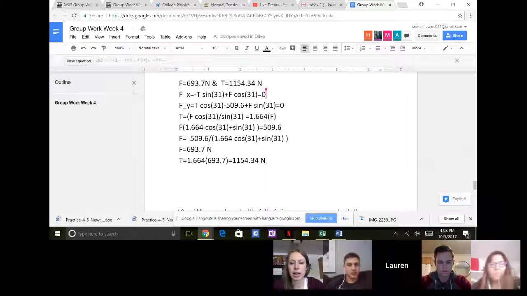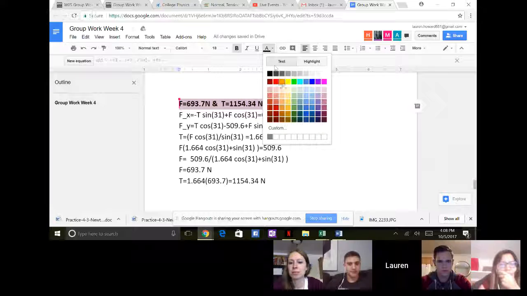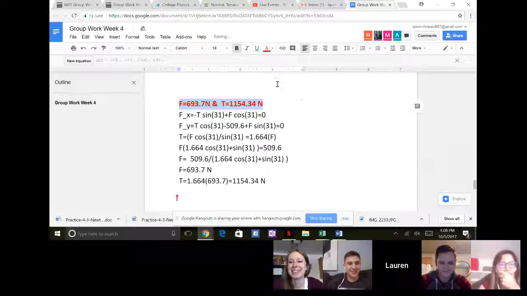So you're trying to highlight what? I was trying to highlight the top ones where it says F equals and T equals. I was trying to highlight that because that's the answer. Yeah, I just bolded my answers. Oh, did you? Man, just do that then. There, I bolded it. You can change it to red too. Oh, yeah, there we go. That works too. Maybe I'll do that for mine too.